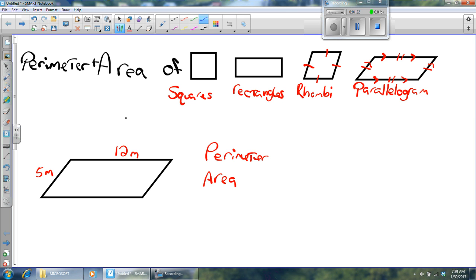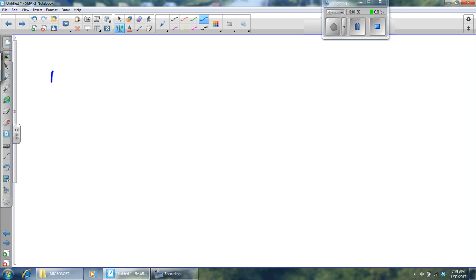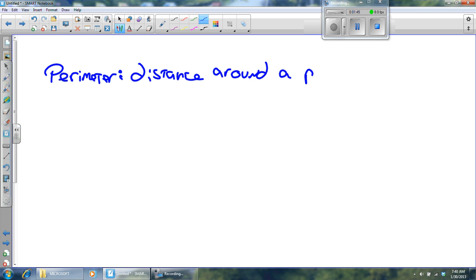All right, so first of all, let's define what perimeter and area are. Perimeter is the distance around a polygon. Oh, what word is that? I don't know. I guess I'm making up new words now. The power has gone to my head. Around a polygon. Okay, so in other words, it's the outside, the distance around a polygon.